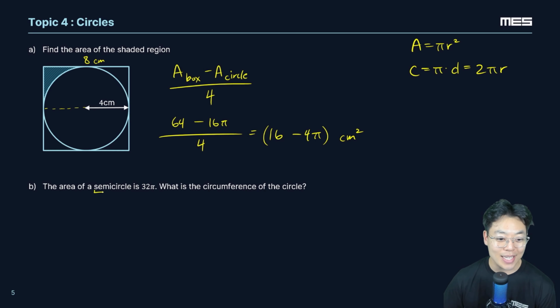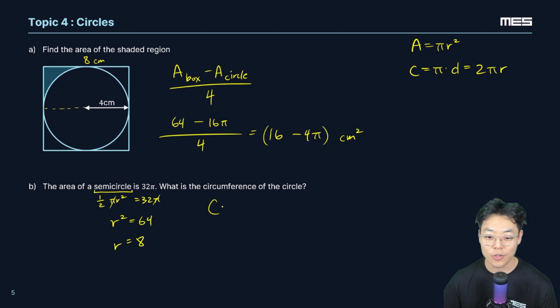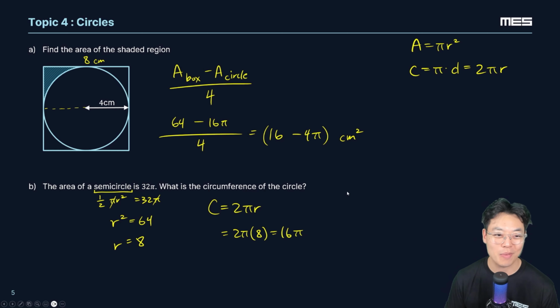The area of a semicircle. A semicircle is half of a circle, and it is equal to 32 pi. So from this, right away, if we multiply both sides by 2, cancel out the pi's, we get r squared is equal to 64. So r is equal to 8 once you take the square root of both sides. What is the circumference of the circle? Well, since we have r, let's use 2 pi r. That'll be 2 pi times 8. We have 16 pi units, since we weren't given units for this problem.